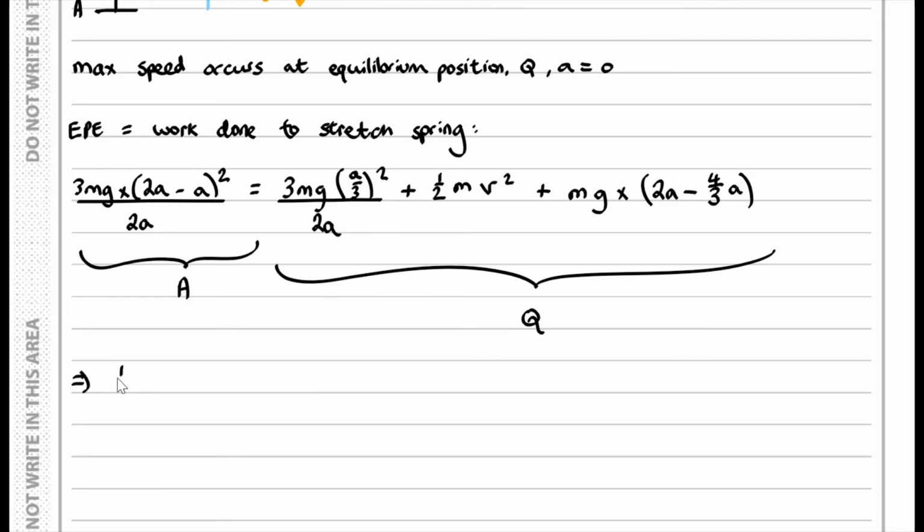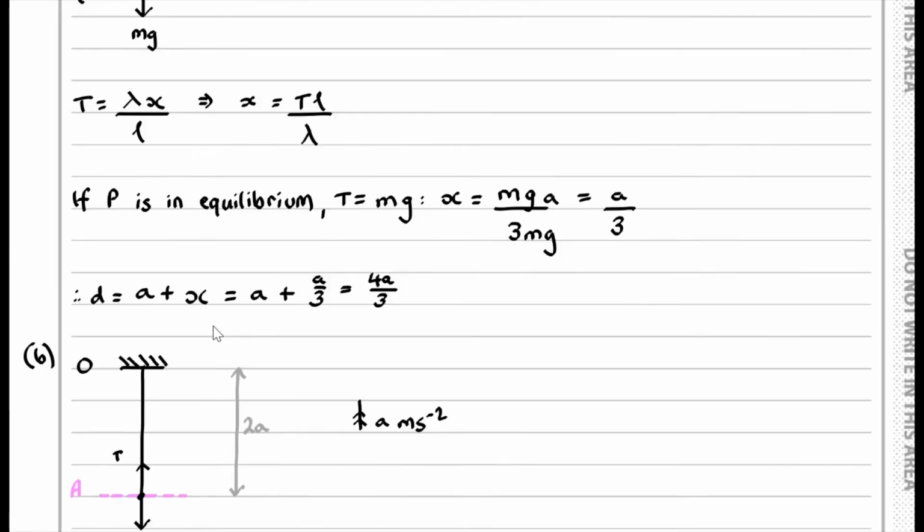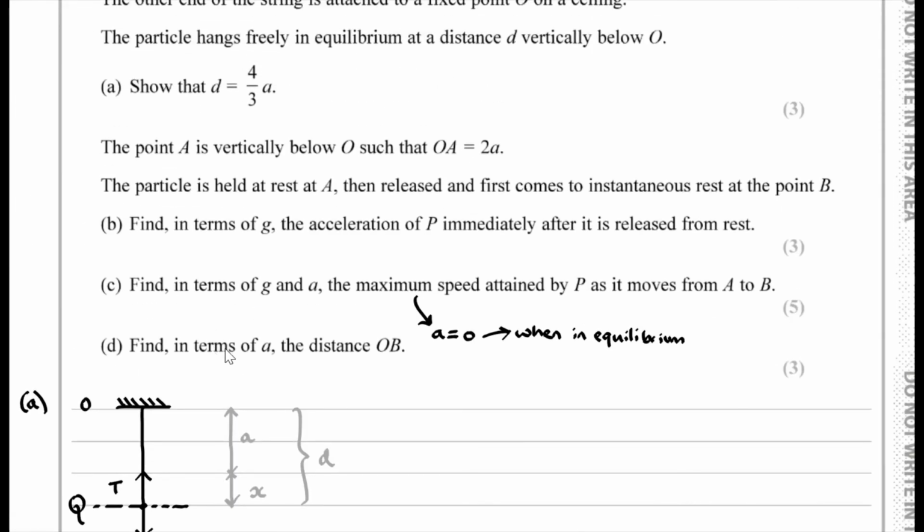you'd find we have 1/2 v squared equals 2/3 ga, and therefore v is equal to the square root of 4ga over 3 meters per second. So this over here is the maximum speed. And now for part D, we have to find, in terms of A, the distance OB.